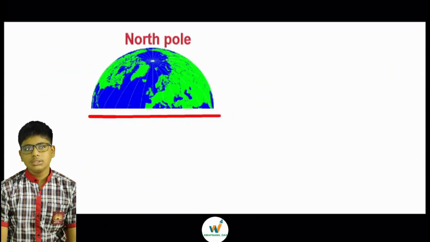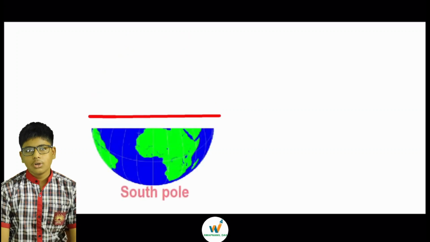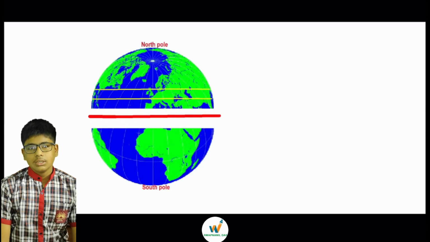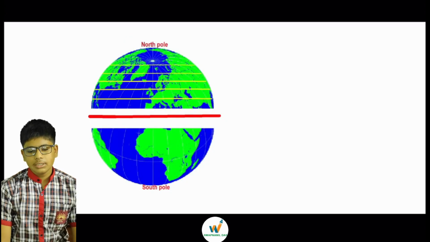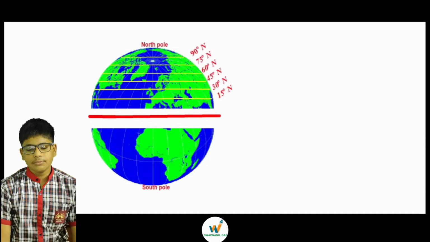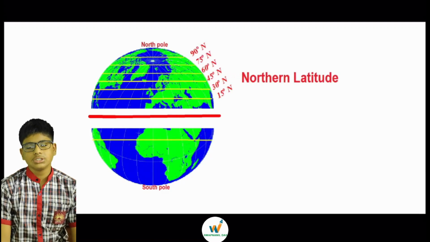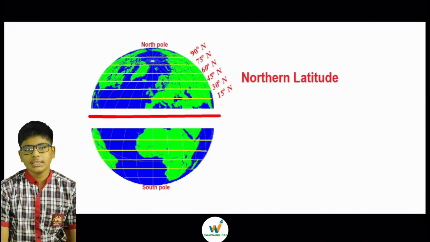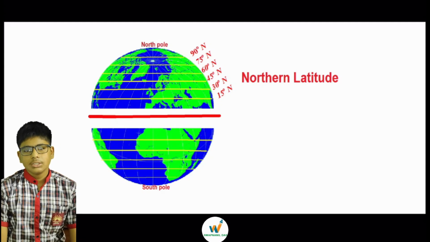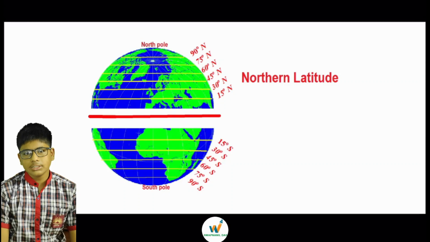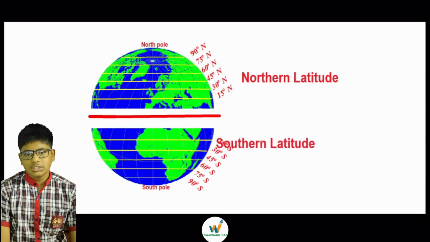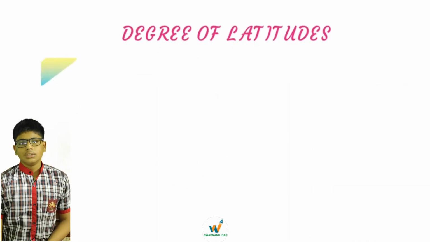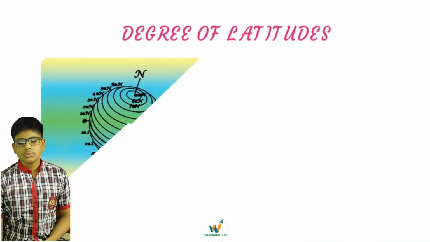Now coming to poles. There are two poles, North Pole and South Pole. North Pole has 15 degree north, 30 degree north, 45 degree north, 60 degree north, 75 degree north, 90 degree north. And South Pole has 15 degree south, 30 degree south, 45 degree south, 60 degree south, 75 degree south and 90 degree south.